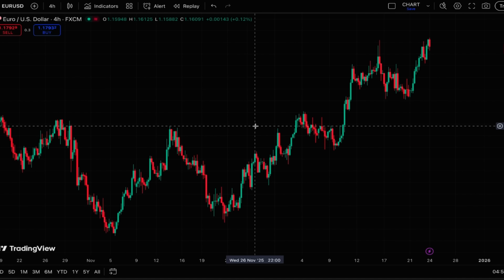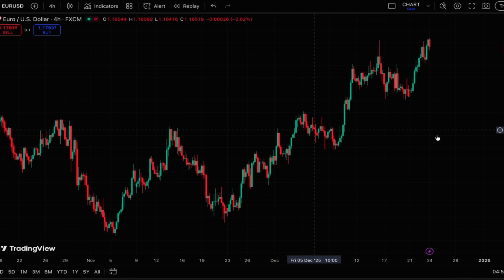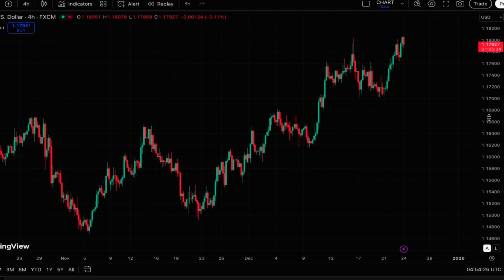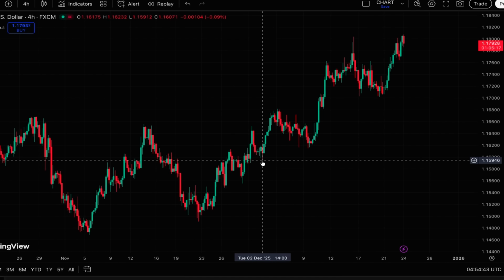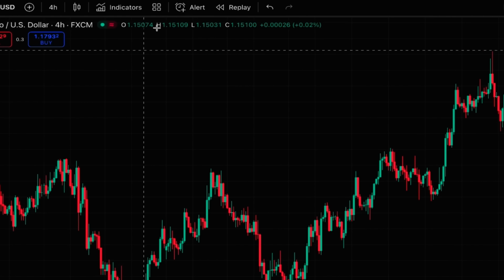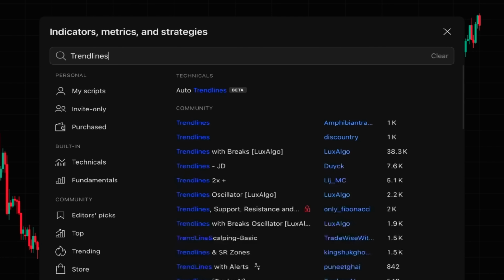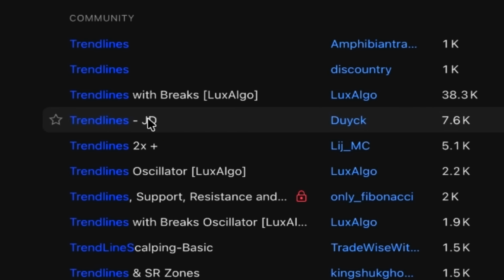Alright, now I want to introduce the third trend indicator, but before that, here I increase or decrease the scaling a little bit so the chart will be fixed and will not be contracted, because the indicator that I want to introduce will add many lines to the chart. Alright, here we click on indicators and we search trend lines. This one, trend lines JD, which is written by someone named DUYCK.